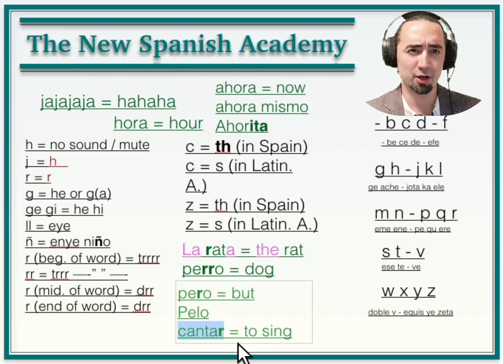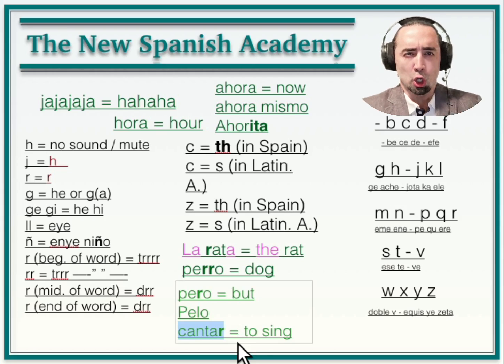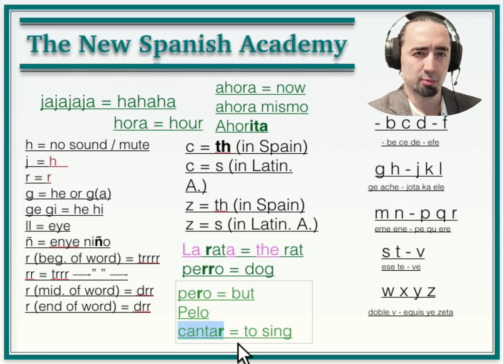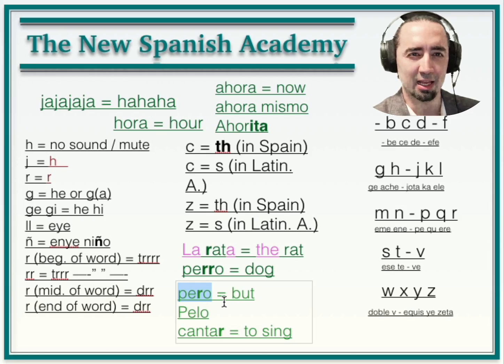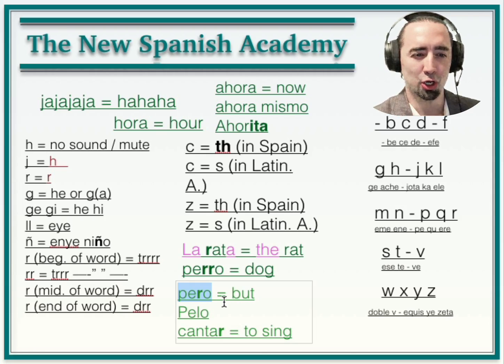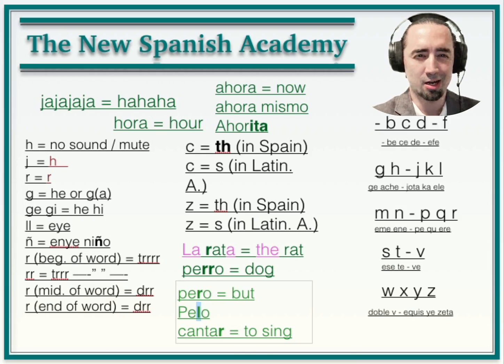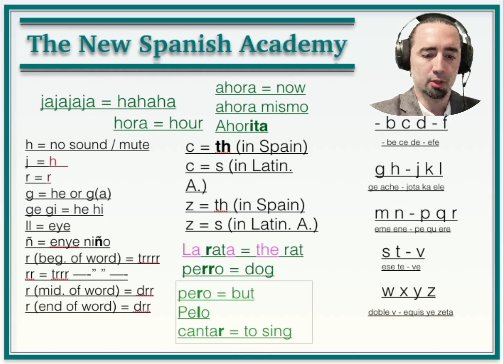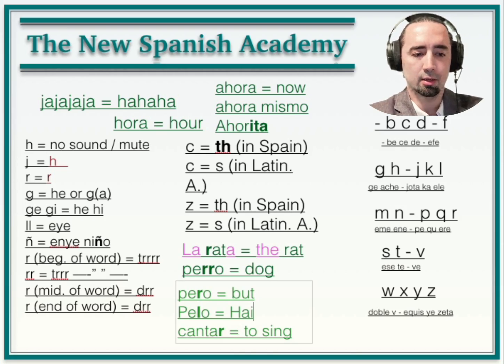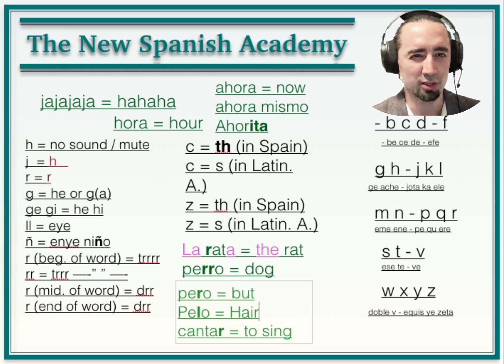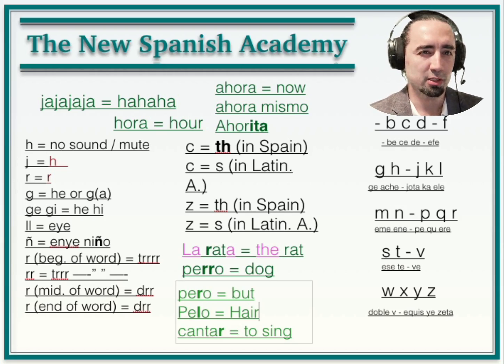Now, if you are Japanese or Chinese, don't you ever make the mistake of pronouncing the R like an L. Don't say pelo, because if you say pelo, the word pelo with an L means hair, okay? Hair. So what happens is that I don't know what you're saying, all right? I don't know what you want to say. You want to say but, you want to say dog, or do you want to say hair?